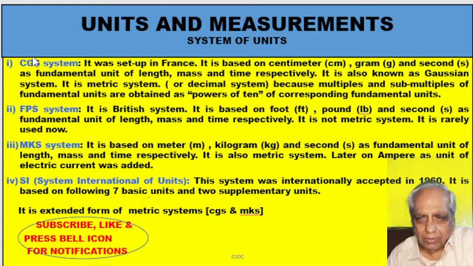In the FPS system, length was measured in foot, mass in pounds and time in second. This was a British system. Nowadays we are not using it because it is a bit inconvenient compared to the metric system. Then we have the MKS system. MKS system is similar to CGS, only its units are bigger. Length is 1 meter, and you know 1 meter is 100 centimeter. Mass is kilogram, which is 1000 gram, and time is measured in seconds only.